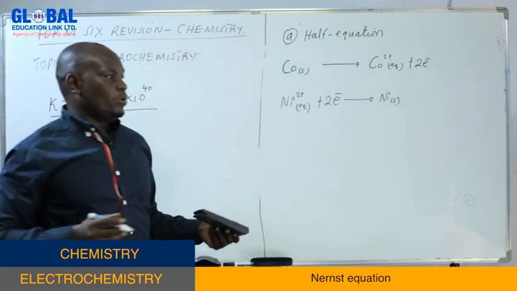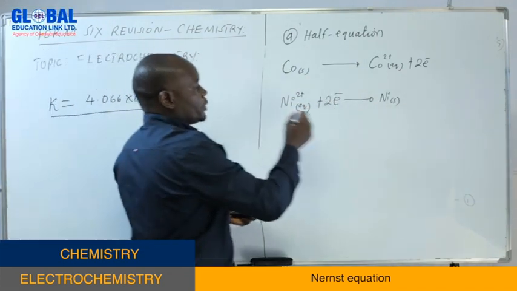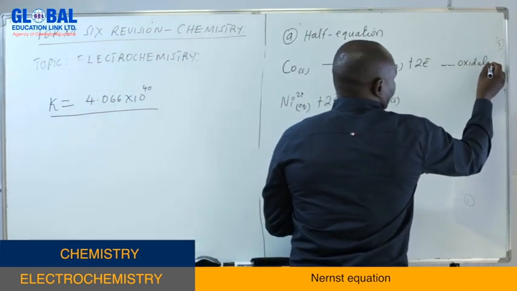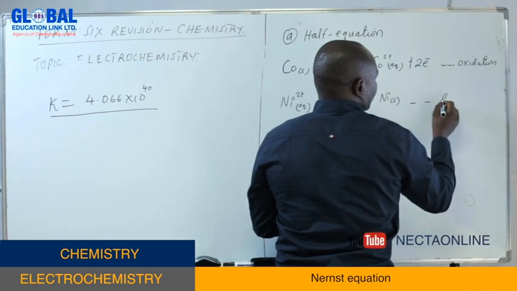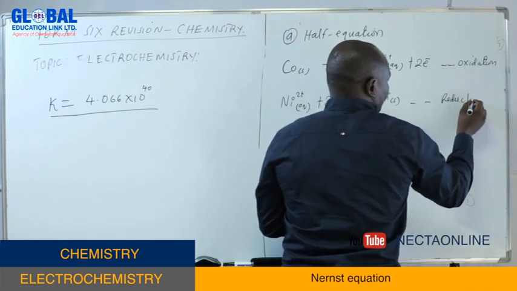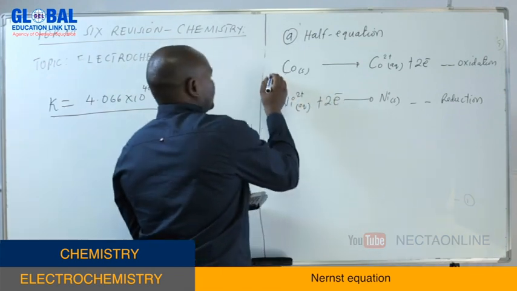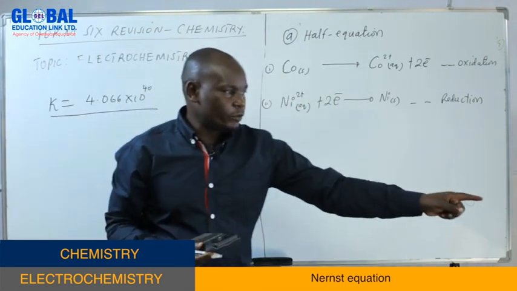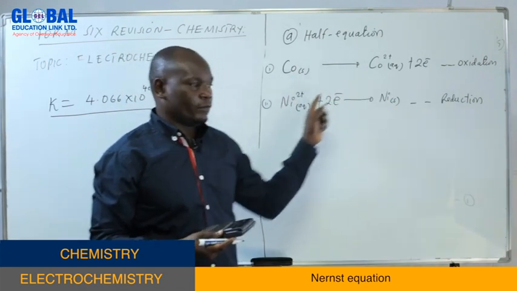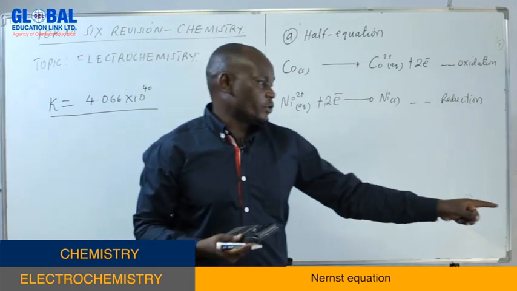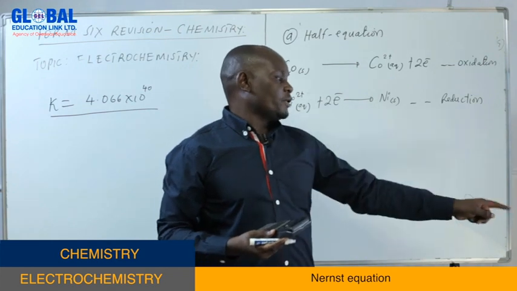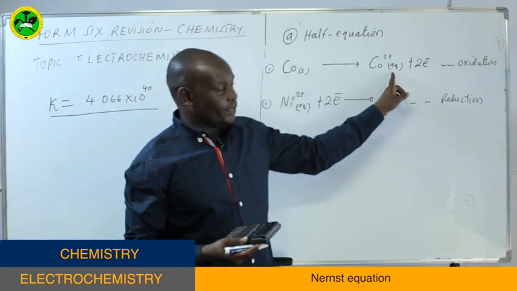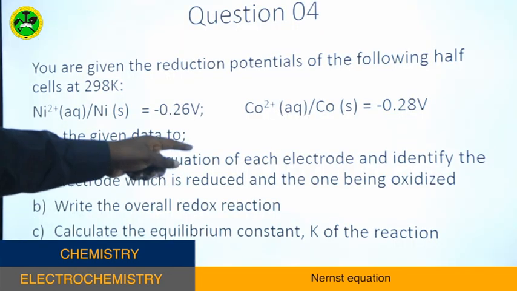So these are the two half equations. This is oxidation and this is reduction. So write the half equation of each electrode. We have written the half equation of each electrode, and also identified the electrode which is reduced and the one which is being oxidized. So this electrode is being oxidized and this electrode has been reduced.